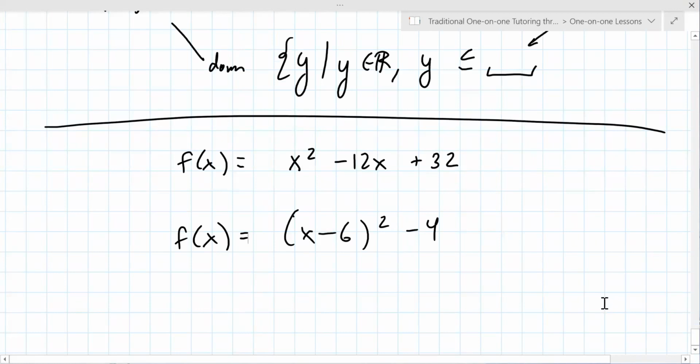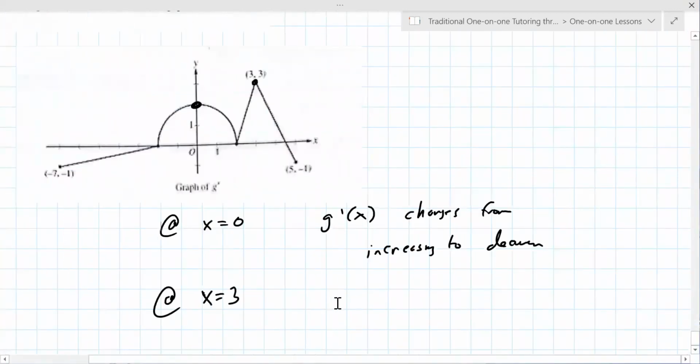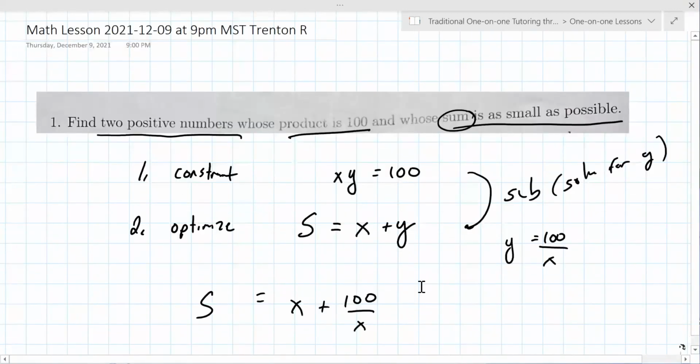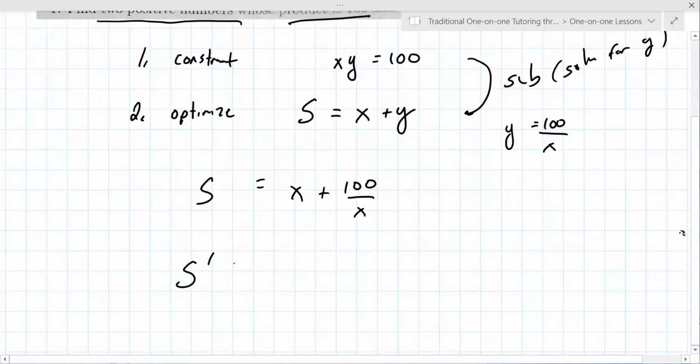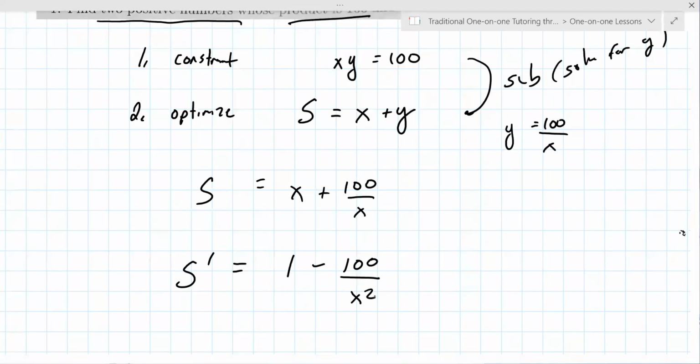Oops, that was weird. Okay, going the wrong direction. There we go. So you got to take a derivative of this. S prime is 1, and then derivative of this, hopefully by now you're comfortable, it's minus 100 over x squared. So then you set this equal to 0 and you solve for x.